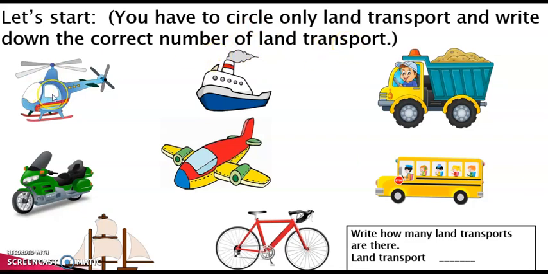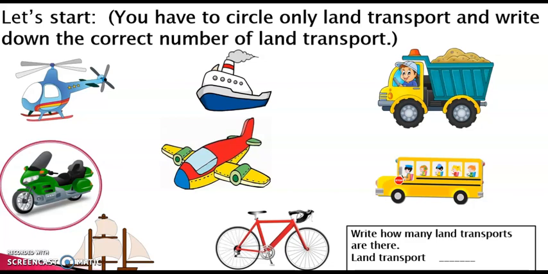Now, what about this one? Is this a land, an air, or a water transport? Yes, you are right. It's an air transportation. What about this one? A motorbike. Is this a land transportation? Yes, it is. So we put a circle around it. What about this one? Is this a land transportation?